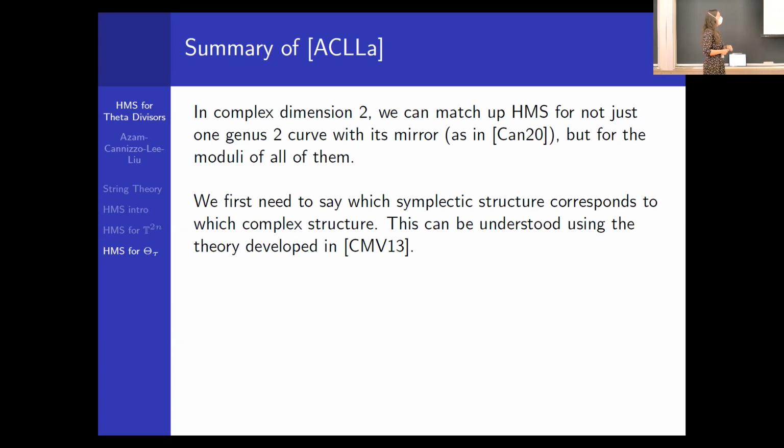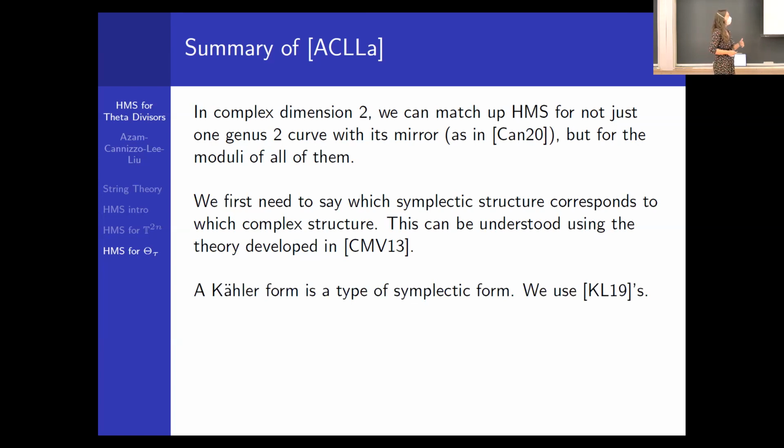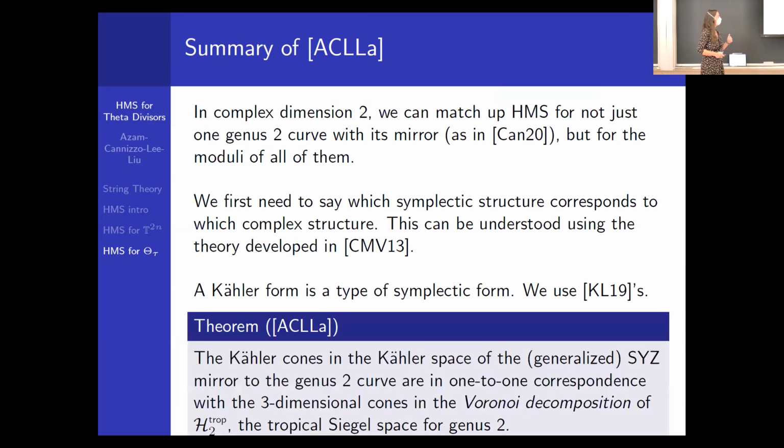And this can be understood using the theory in Chan, Mello, and Viviani. So just a definition, when I say Kähler form, that's a type of a symplectic form. And the one that we use is from a paper of Cannizzo Lau. So here's how the structures match up. The symplectic structures are glued together in Kähler cones. So this is of the mirror to the genus 2 curve. And they're in one-to-one correspondence with the three-dimensional cones in the Voronoi decomposition.